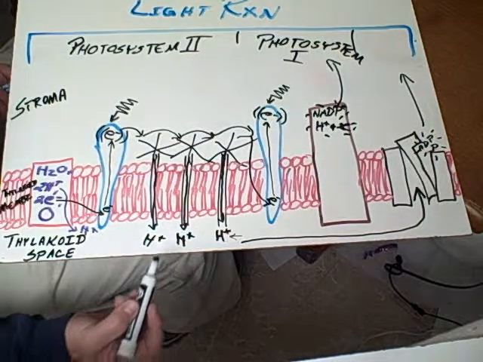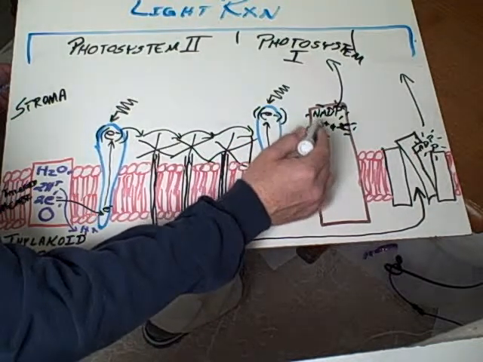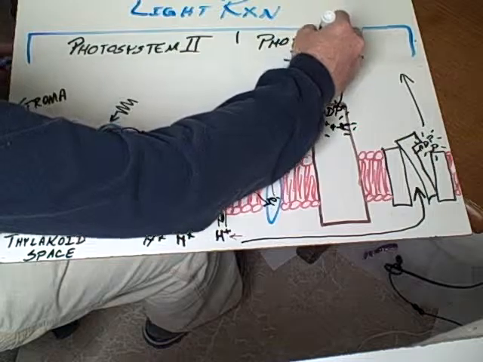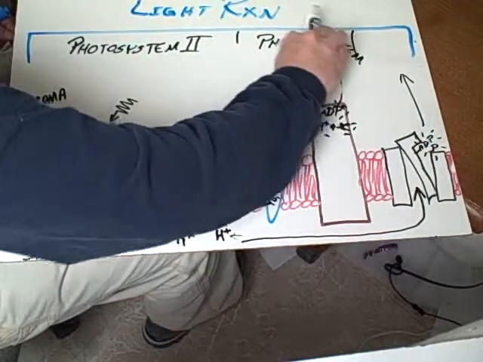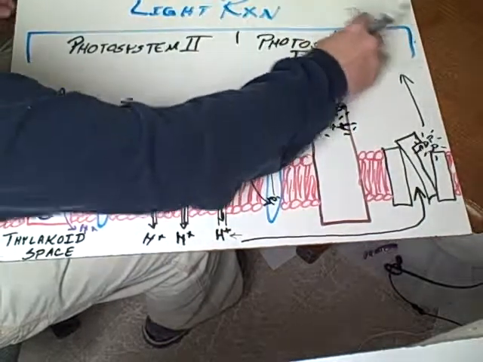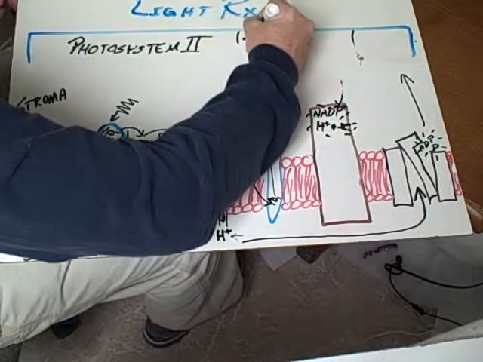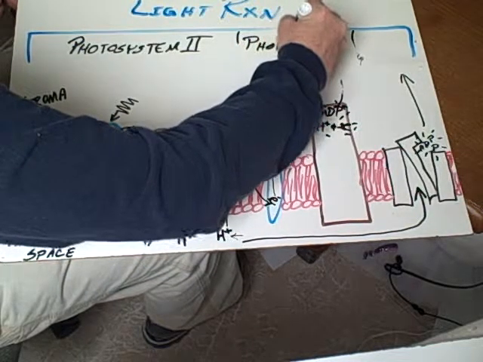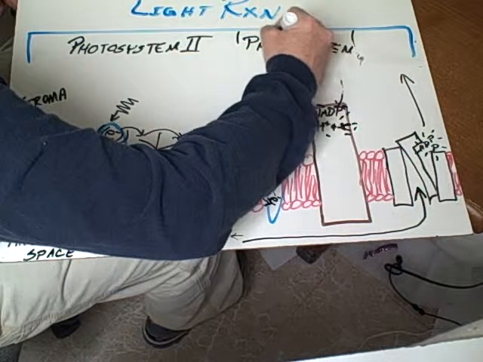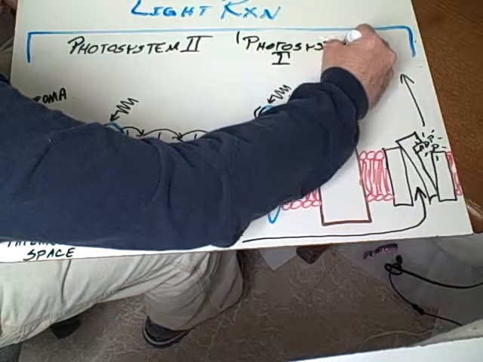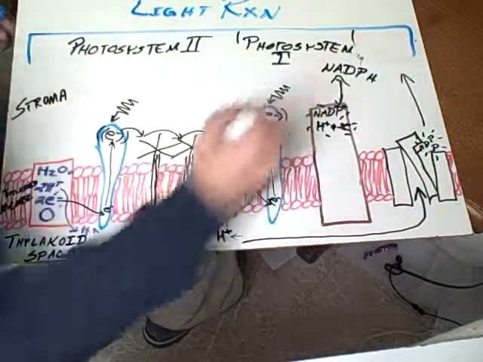Now photosystem 1 all it does is excite these electrons and then turn it into NADPH. So it produces, let me just change this arrow here, it creates for us NADPH. Just rewrite this all over. So photosystem 1 makes NADPH.